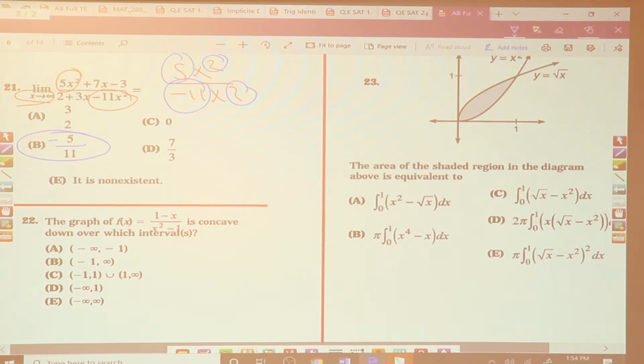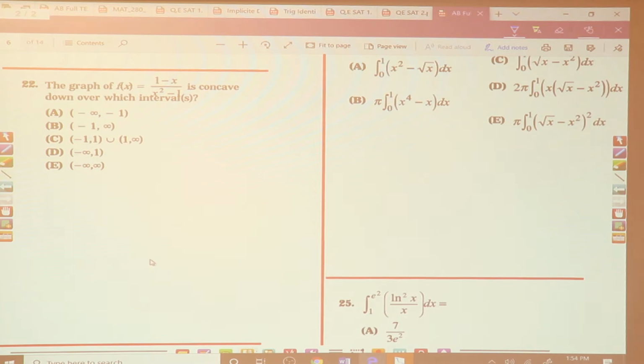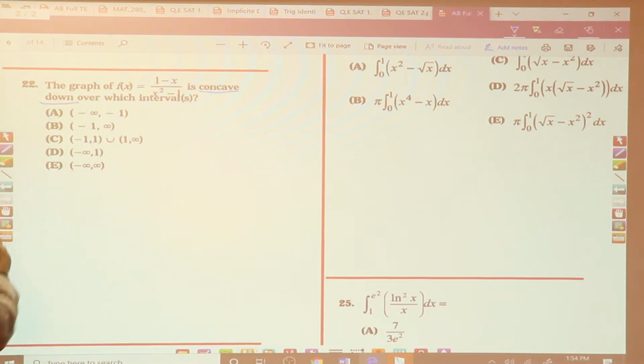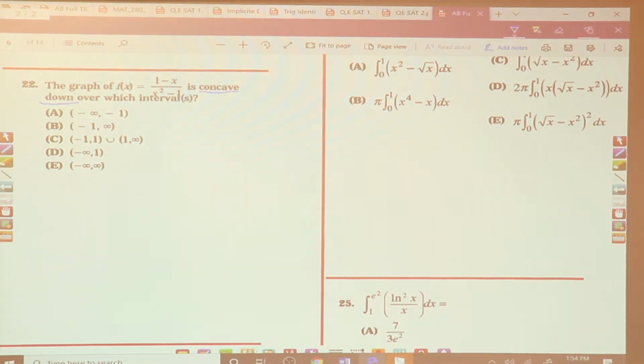Number 22. It's concave down. Concave down, what do I have to do? I left enough space for this because I know what I need to solve it. Concave down means I have to find the second derivative.